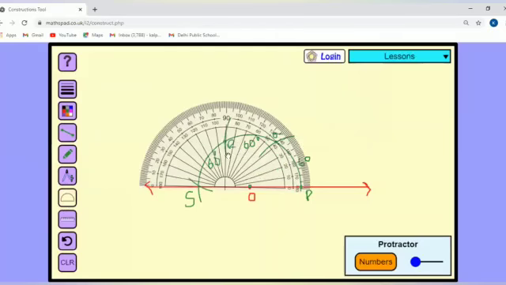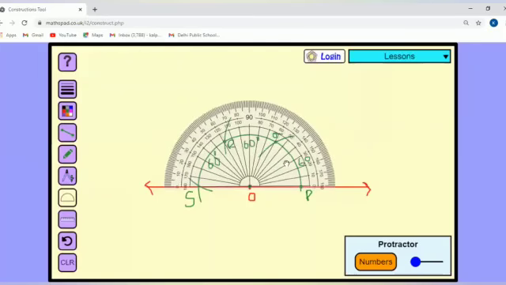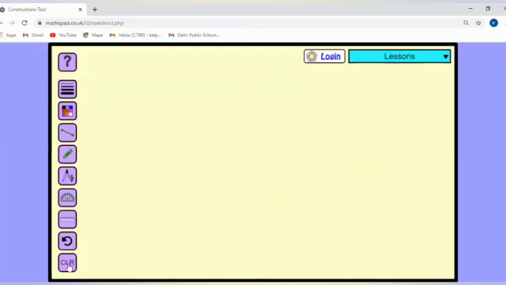So observe the angle formed. It is exactly a straight angle, 180 degrees. So until now we learned 60 degrees, 120 degrees, 90 degrees and 180 degrees.